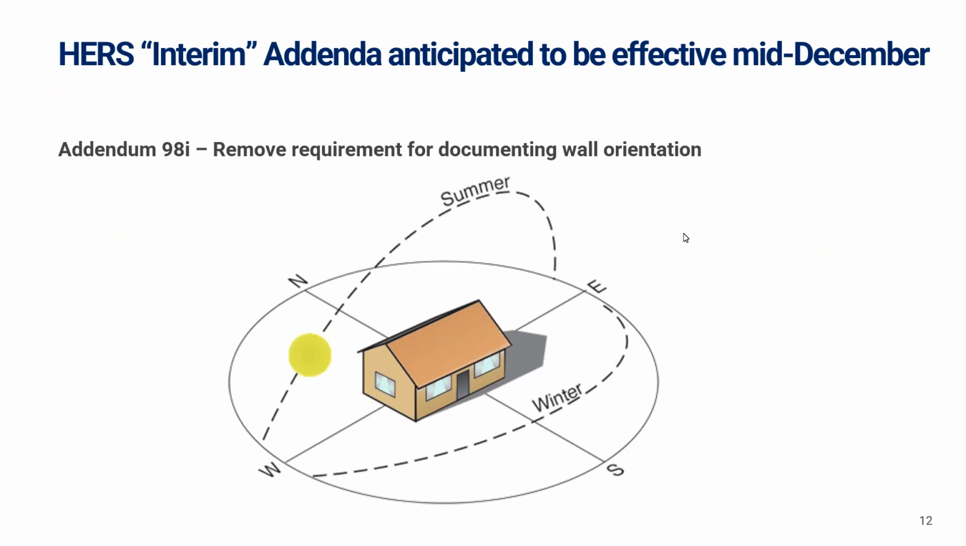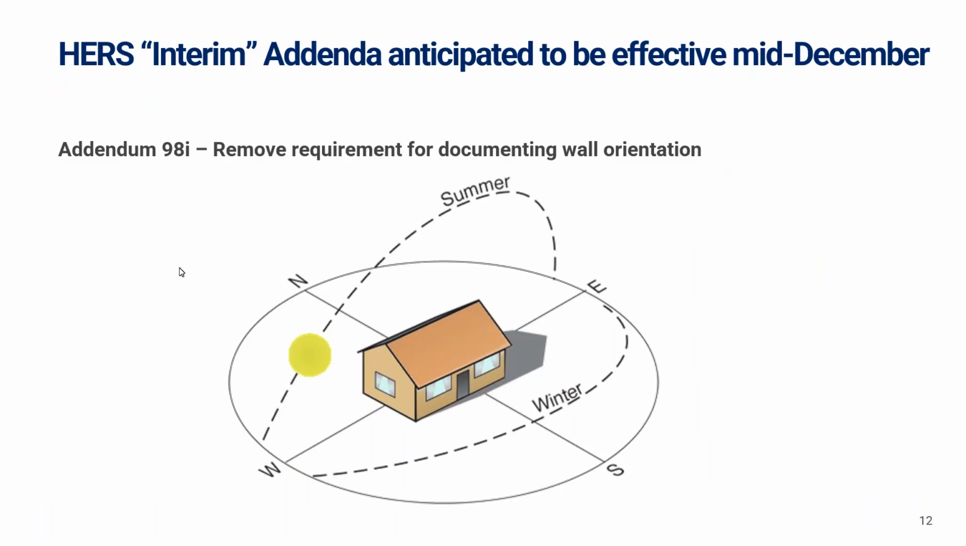Yeah, so in ANSI 301 2022 and Addendum C, we added a requirement to collect the wall orientation for the walls in the home. And what we didn't realize at the time was that this was going to have some fairly substantial impacts on certain raters' workflows that we just didn't see coming.